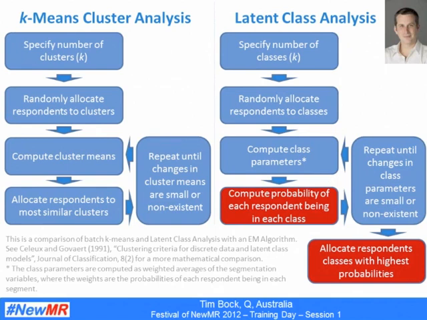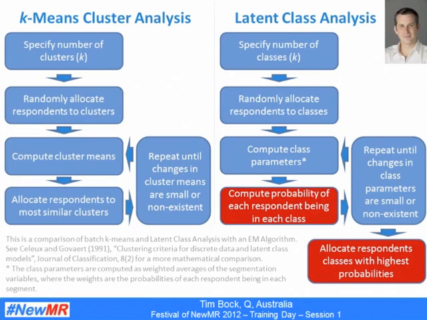And then we come to the first different step, which is that whereas in cluster analysis we allocated people to the most similar cluster, in latent class analysis we instead compute the probability that each respondent is in each class. So we might, for example, identify that a respondent has a 95% chance of being in one cluster and a 5% chance of being in another cluster. Then, as with K-means, we go back to the previous step and update the class parameters or the class means.